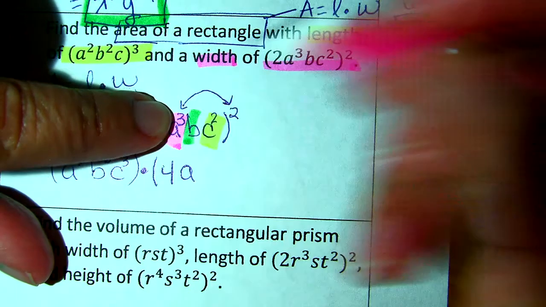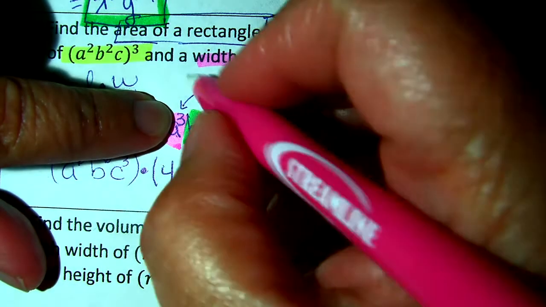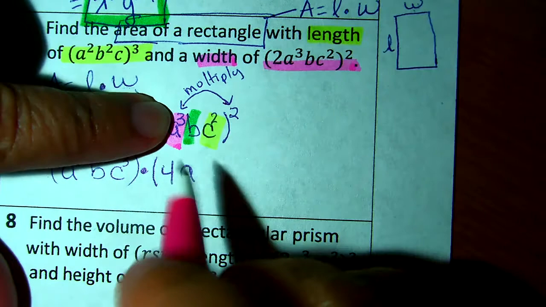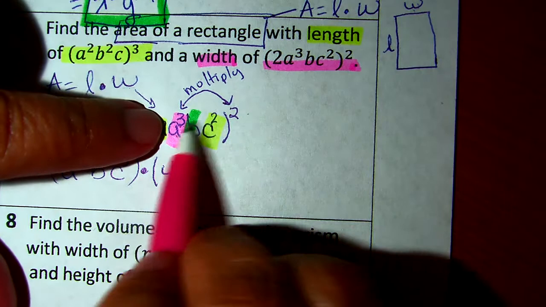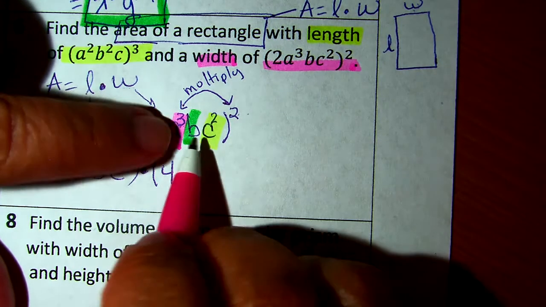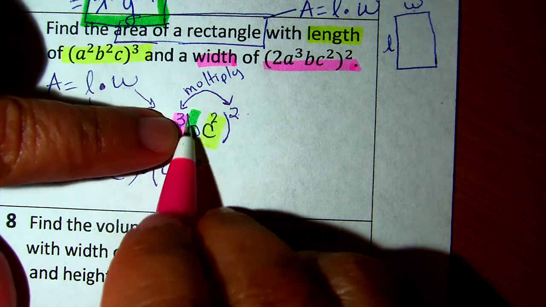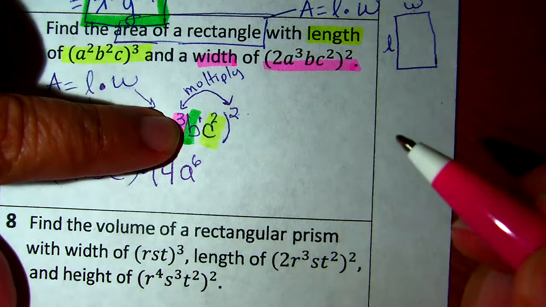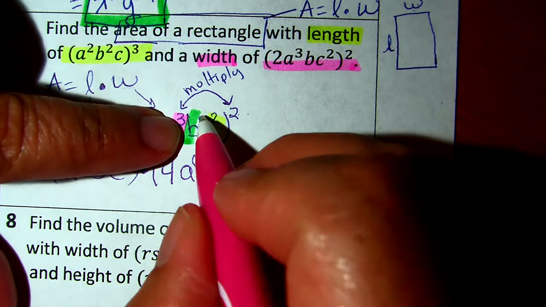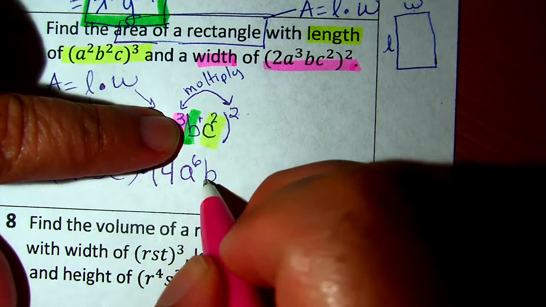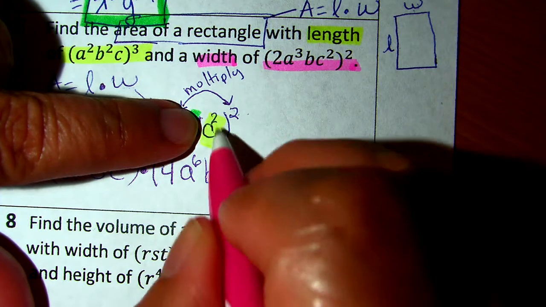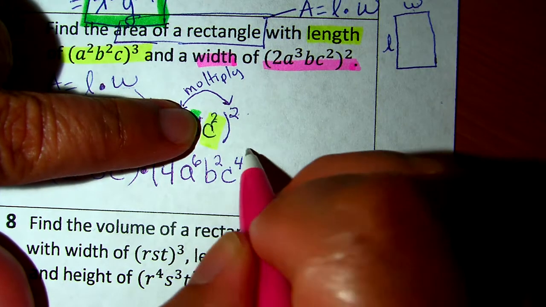I didn't have room on the other exercises, so I'm going to put the note right here. Multiply, because you have power to power. So 3 times 2 is 6. B, what power does B have right here? What exponent? It's not there, but we know it's there. It's a 1, so 1 times 2. So B is to the power of 2. For the C, 2 times 2, 4.